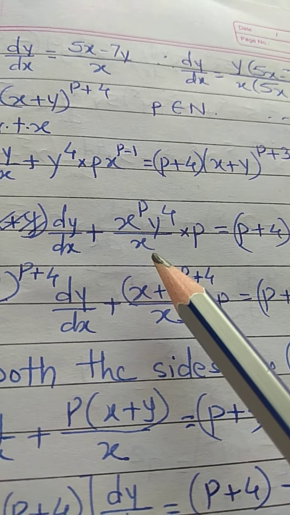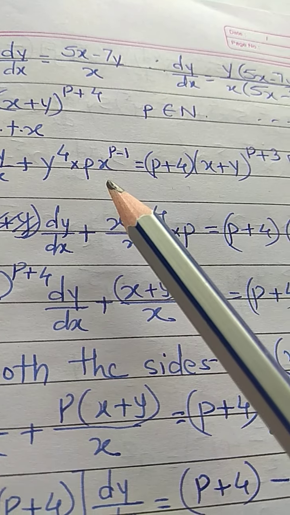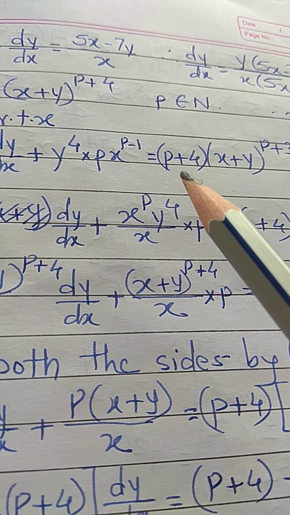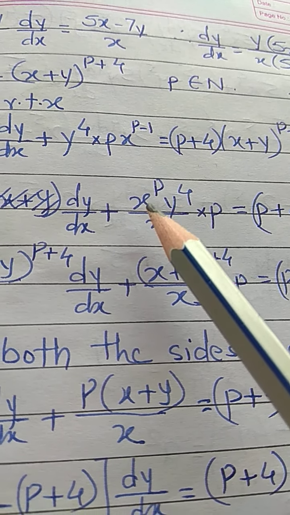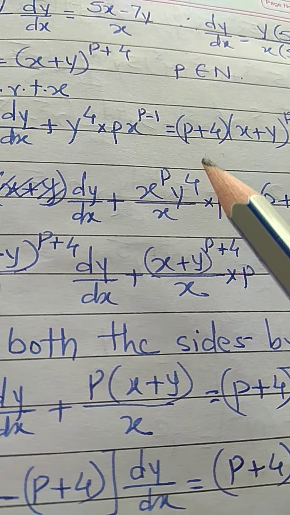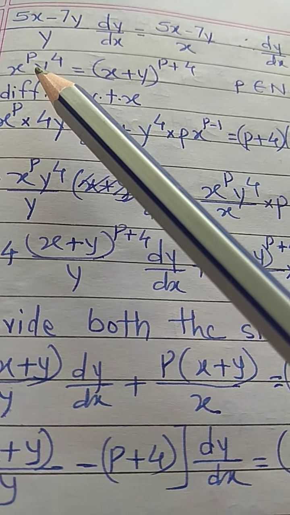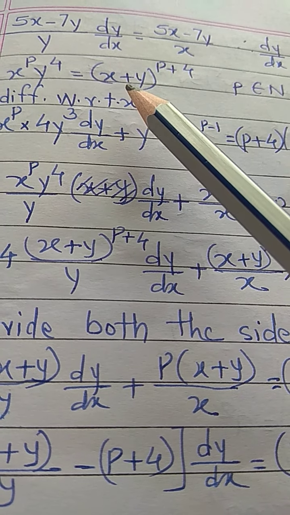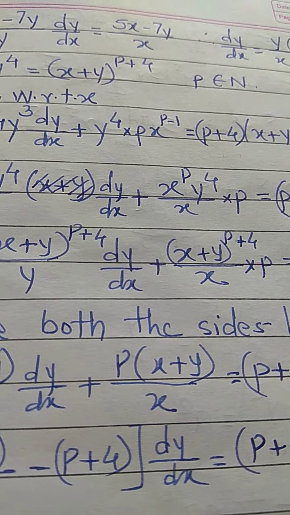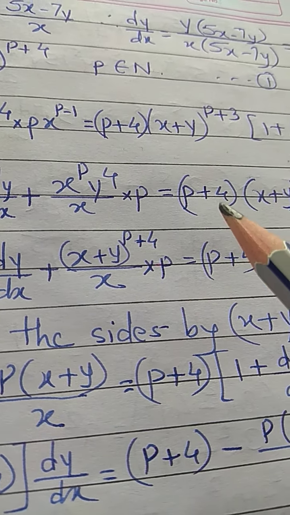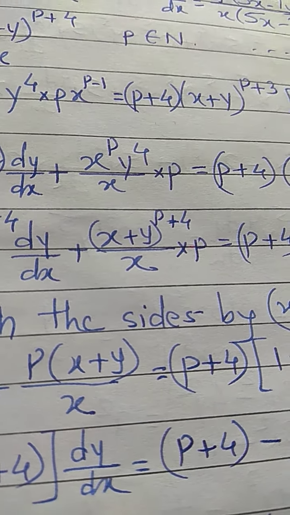x raised to p divided by x will once again give you x raised to p minus 1. By writing it as x raised to p y raised to 4, we can get, see here, x raised to p y raised to 4, we can get x plus y raised to p plus 4 here. Into p as it is, this right hand side is as it is.